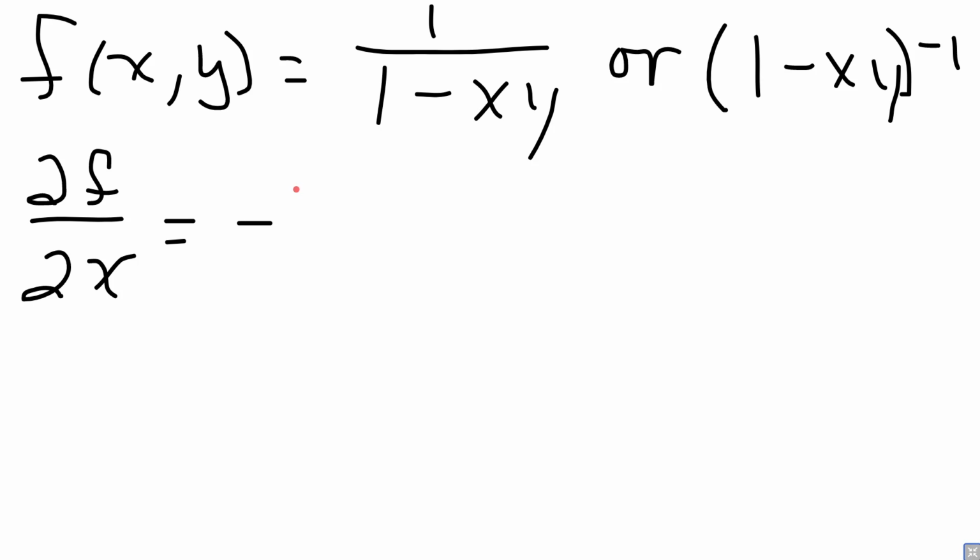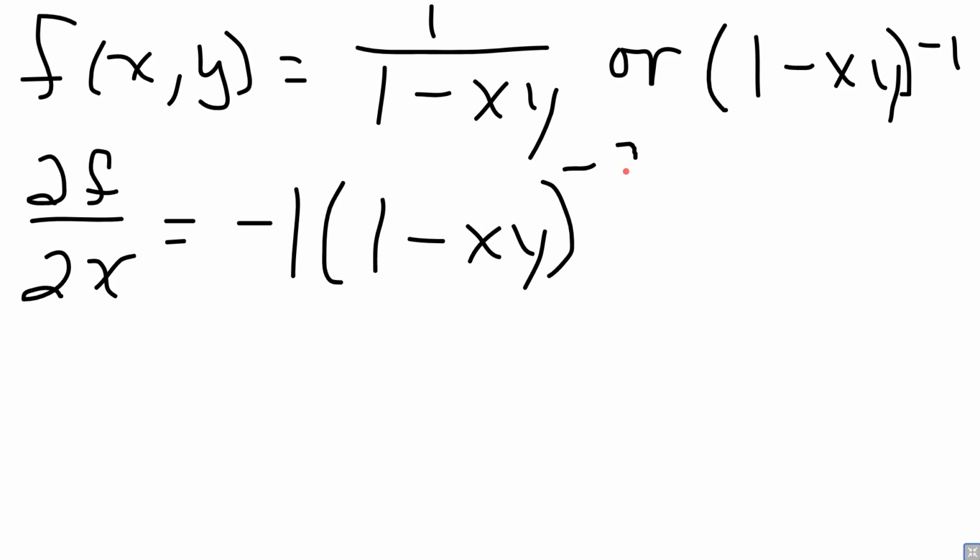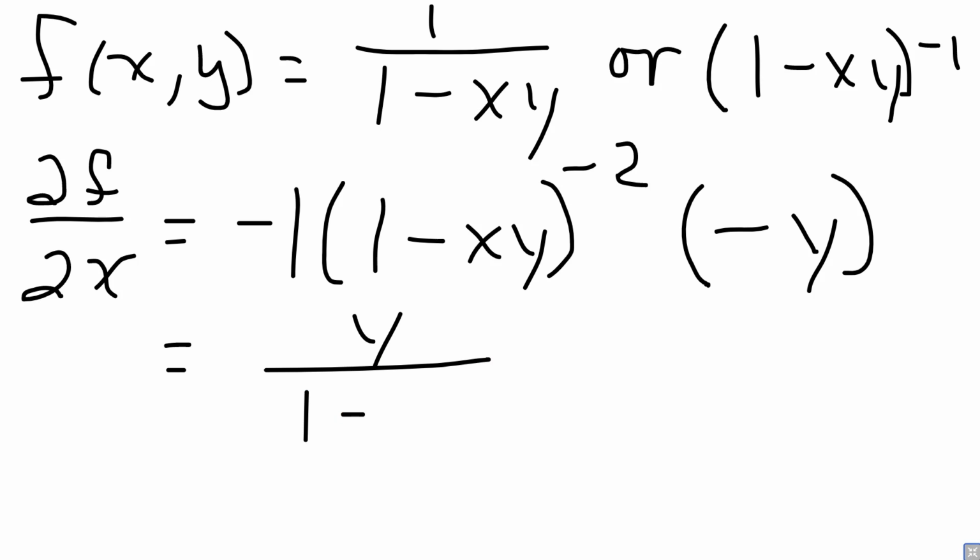Negative 1 minus xy to the power negative 2. Then multiplying with negative y, this will be the derivative. If we clean it up and get rid of the negative exponents, we're going to end up with y over 1 minus xy to the second. Any questions?